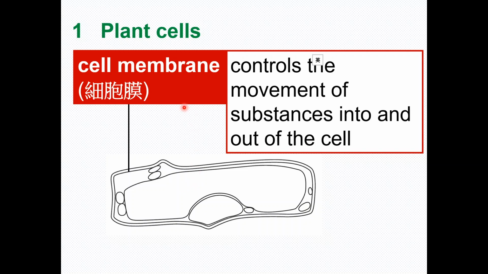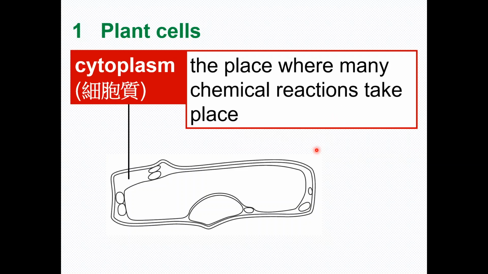So what kind of substances go into the cells and out of the cells? For example, oxygen and water go in. What substances go out of the cell? For example, nutrients and carbon dioxide. So the function of the cell membrane is to control the movement of substances into and out of the cell.